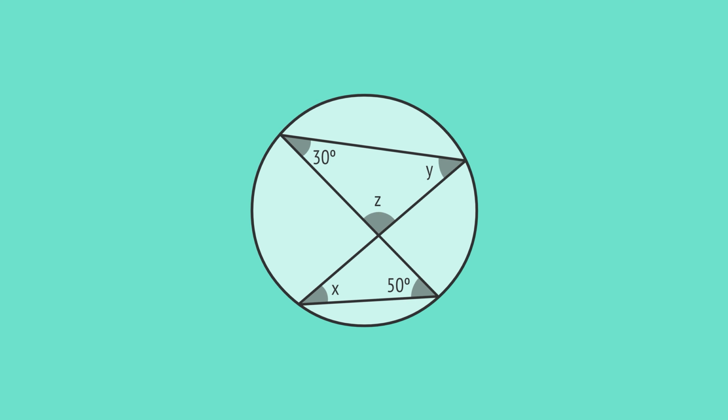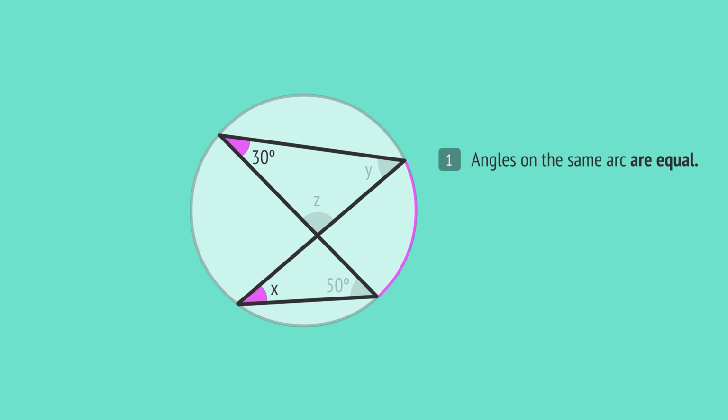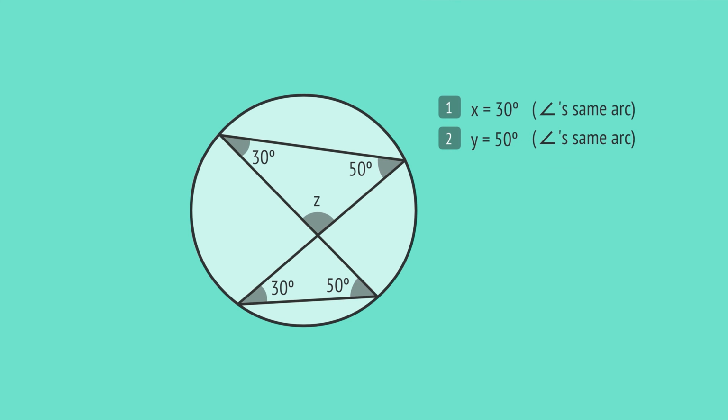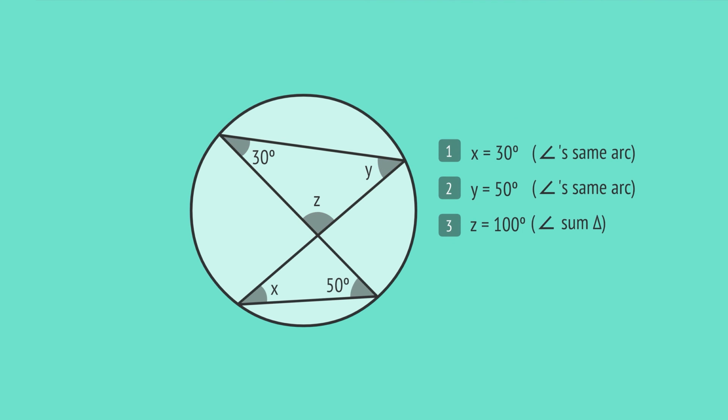Let's apply this relationship to solve this problem, where we need to find angles x, y, and z. These angles are made from the same arc, so angle x is also 30 degrees. By considering the other arc, we see these angles are also equal, so angle y is 50 degrees. Finally, since we know two angles in the top triangle, we can work out angle z by using the angle sum of a triangle. 180 minus 30 minus 50, giving 100 degrees. And we can summarize our working with the abbreviated reason we used at each step.